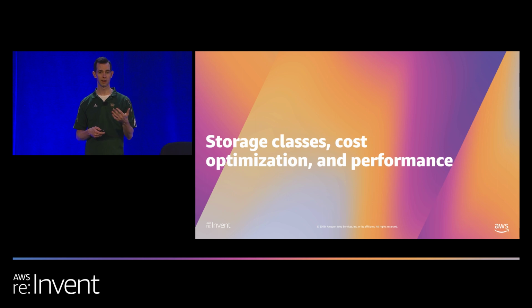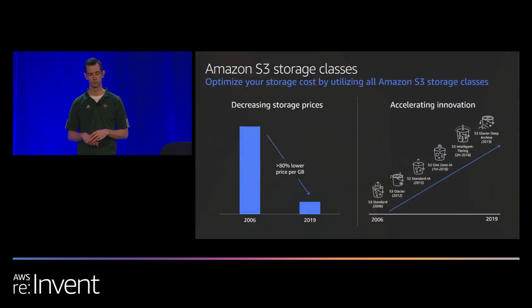Now, in this next section, we'll talk about storage classes and all the different options you have when you're looking at Amazon S3. On the left side, kind of thinking about where Amazon S3 has come from, since 2006, we've continued to innovate to make our storage easier to use and also lower cost. So on the left side, you see there's been an over 80% reduction in the price of S3 Standard since we launched in 2006. And on the right side, you see how we've continued to innovate to add more storage offerings over time, most recently with intelligent tiering and Glacier Deep Archive.